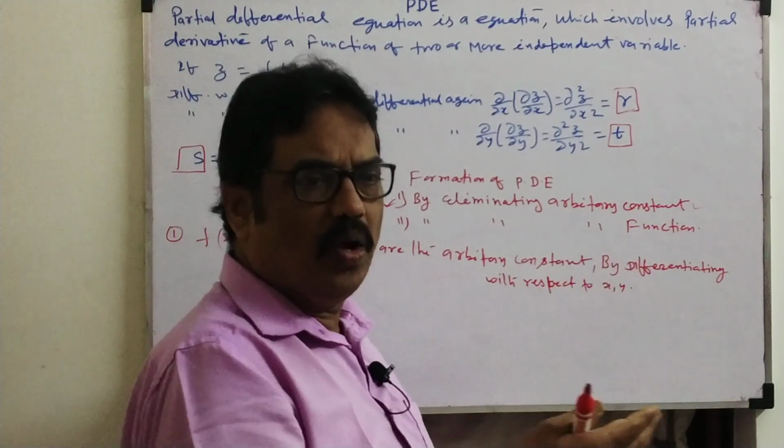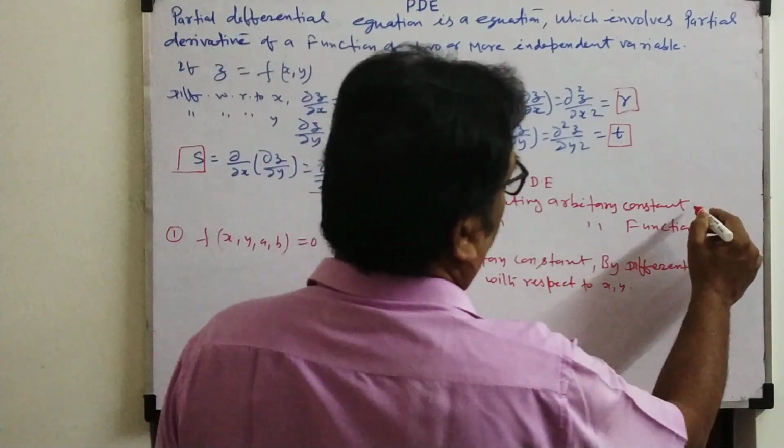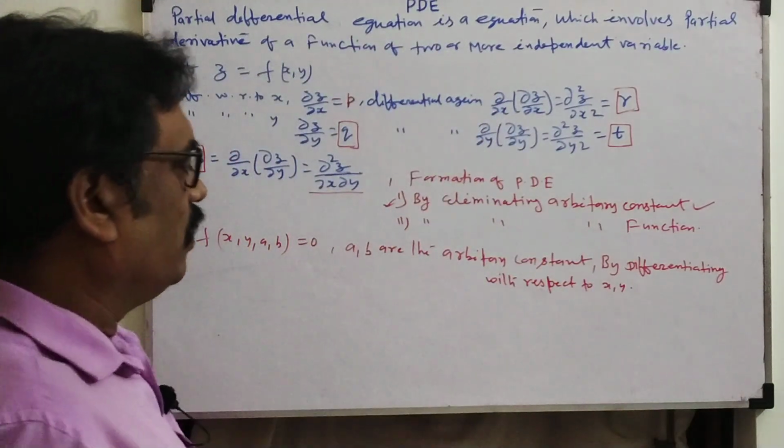There again we'll differentiate, and we'll remove the function. That is the second part. First, today we'll cover how to eliminate the arbitrary constants.